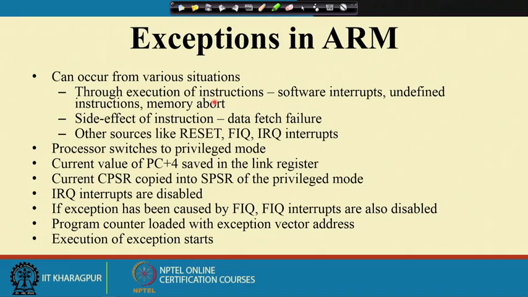And the program counter will be loaded with some exception vector address. In case of ARM, all interrupts are vectored interrupts, so their addresses are fixed, defined by the hardware. The target address where the ISR address is fixed. So the processor with the program counter will get that value, and the exception execution will start. This is the sequence of operations that occur when we have exceptions in the ARM processor.